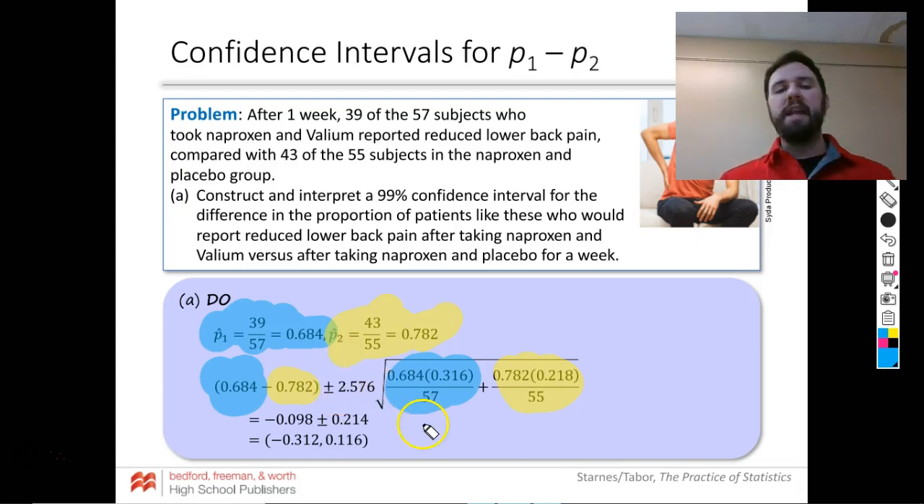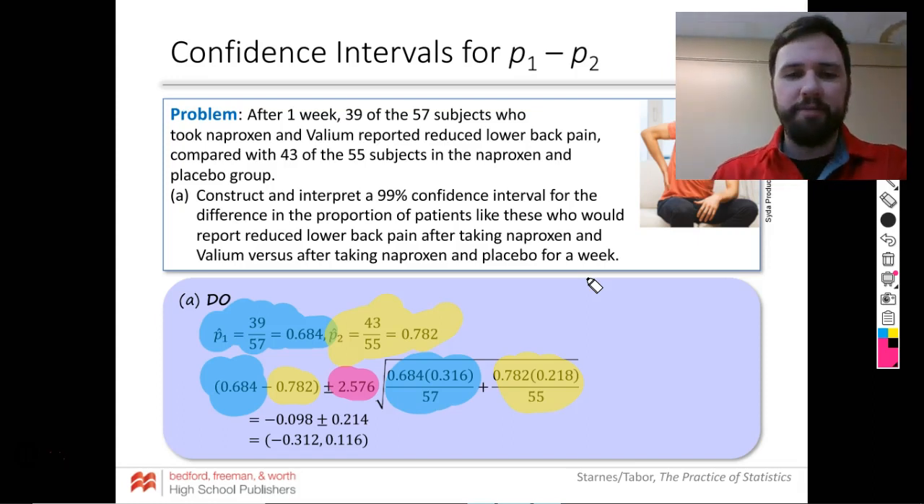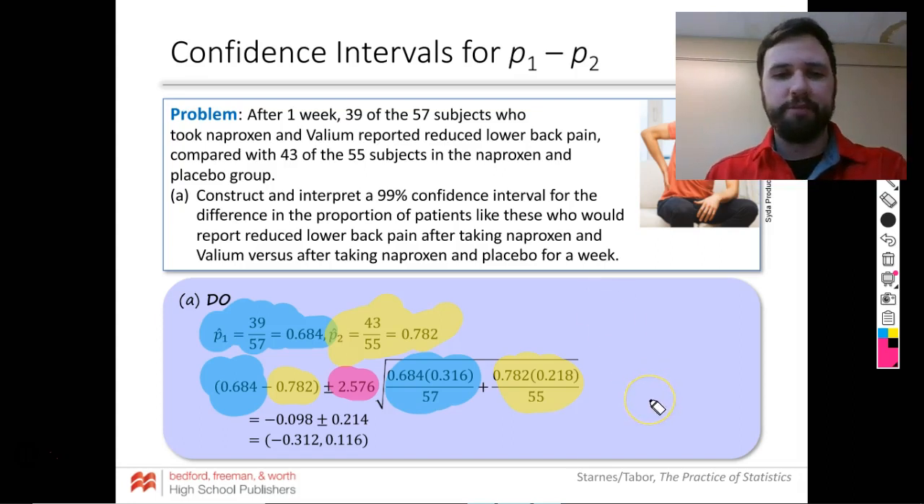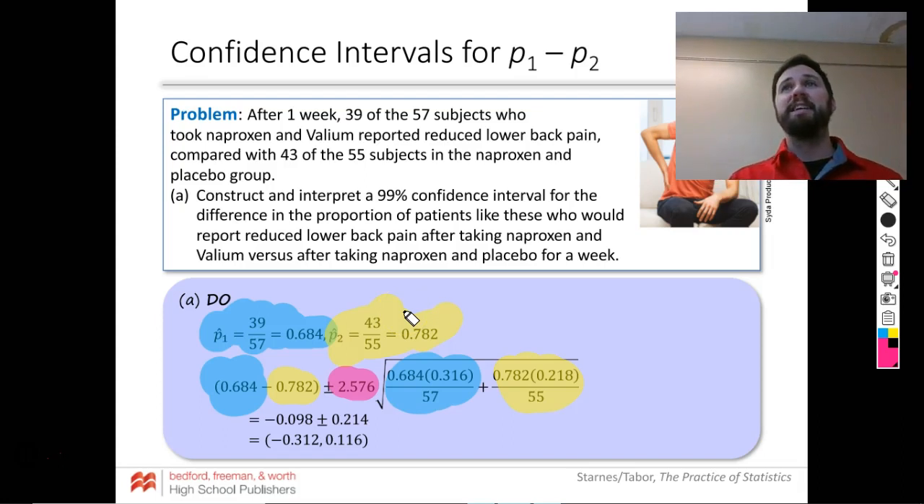Now since I'm 99% confident, that's where that 2.576 comes from. That comes from the 99% confidence, right? 0.99, use your table or have it memorized, 2.576. And here's my standard deviation of this one plus my standard deviation of this one. Now we're actually using our statistic data, not our null, because we don't really have a null. We're doing a confidence interval, right?